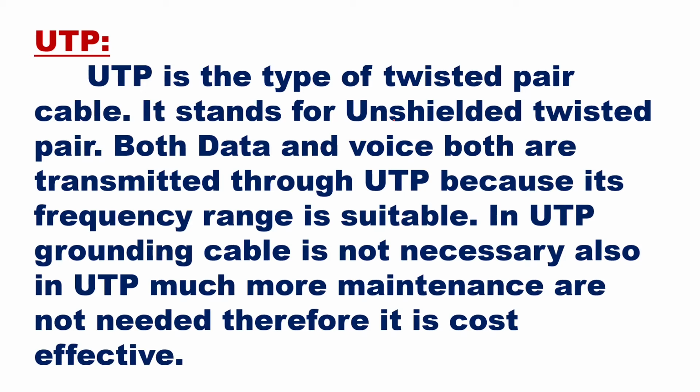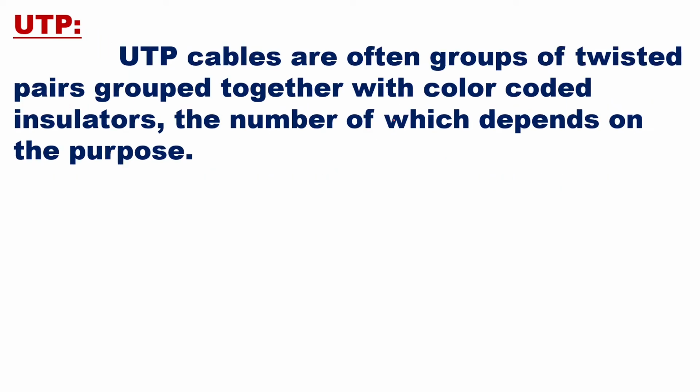In UTP, a grounding cable is not necessary. Also in UTP, much maintenance is not needed. Therefore, it is cost effective. The cost is not as much as you require for STP. UTP cables are often groups of twisted pairs grouped together with color coded insulators, as we have spoken about category 5 and category 6 cables which we use for LAN, that is the Ethernet cables, the number of which depends on the purpose of application.